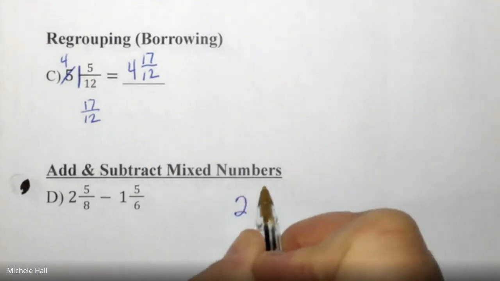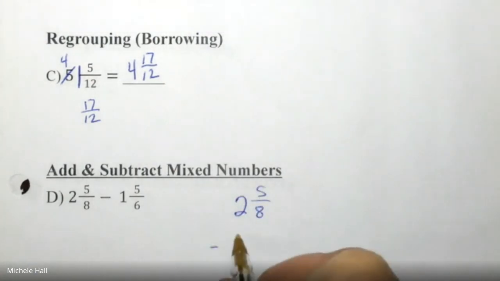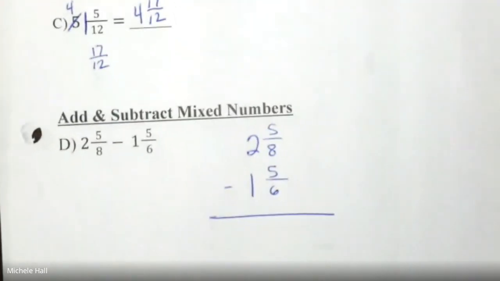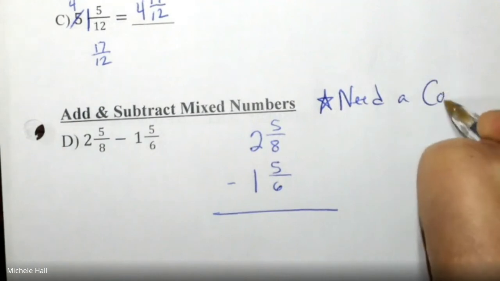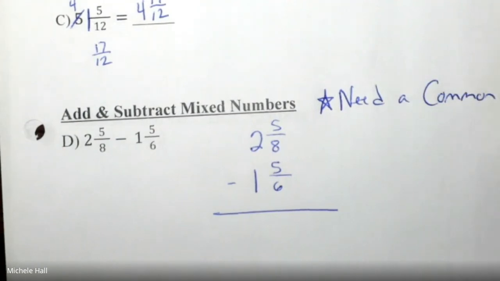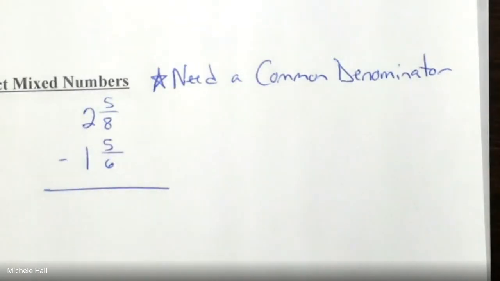So 2 and 5/8. We write it vertical because it's so much easier to find common denominators. When we write it vertically, we can just do the work right next to it. It lines up better. What's the rule for adding and subtracting fractions? Exactly. Need a common denominator. That's important.